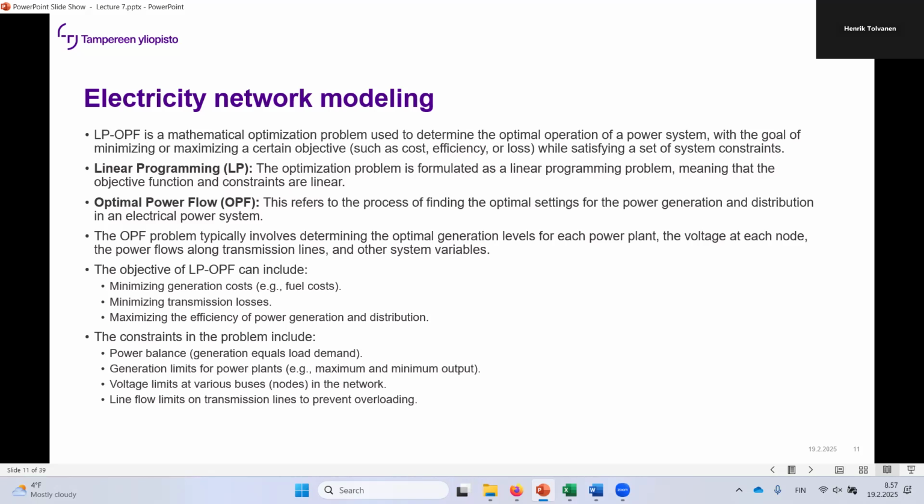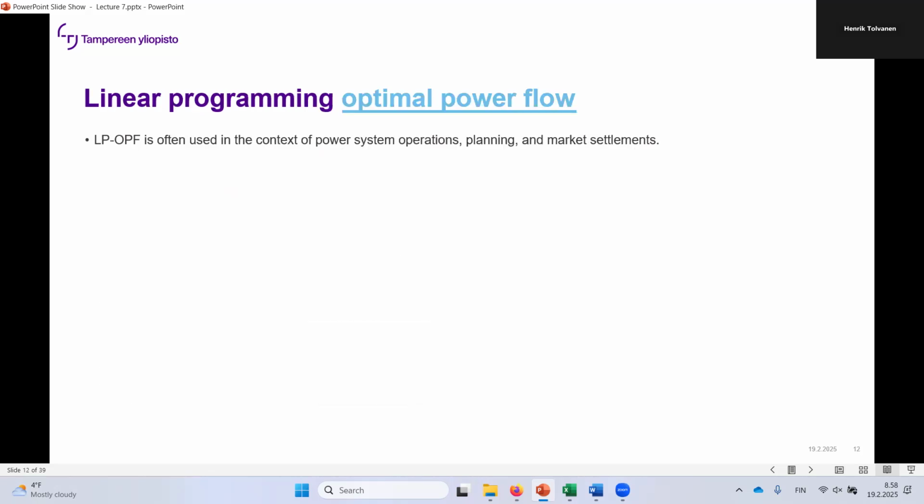So power balance, you have to meet the power, and you can see from these Fingrid pages how well the power balance is being met based on the frequency measurement. And then you have generation limits, voltage limits for these buses or nodes. They use this term bus in electrical engineering. So line flow limits transmission lines to prevent overloading. So let's see.